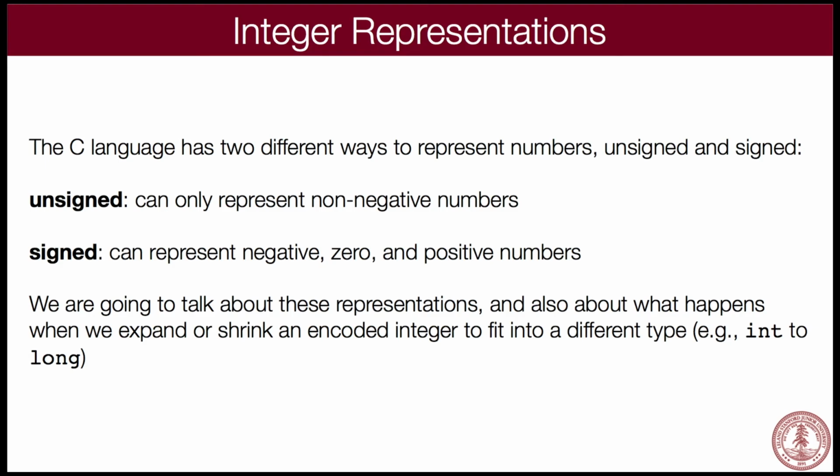And C is one of the very few languages that has unsigned numbers, as it turns out. Most languages don't bother with them. They just do with signed numbers, but C has them, so we have to think about them. Unsigned means you can't have negatives. Signed means you can have negatives and positives. We're going to talk about what happens when we use those numbers, when we expand them to fit other types of numbers, and so forth.